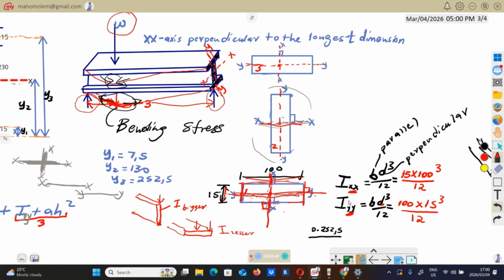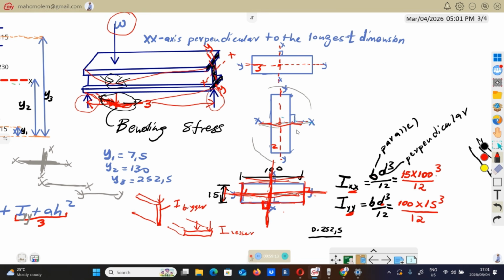Sides perpendicular to your reference will always be raised to the power 3. So for IXX, perpendicular to XX is 100, and 100 is raised to the power 3. This is YY, the horizontal line. Perpendicular to YY is this side of 15, and 15 will be raised to the power 3. So the side perpendicular to your reference will be raised to the power 3.